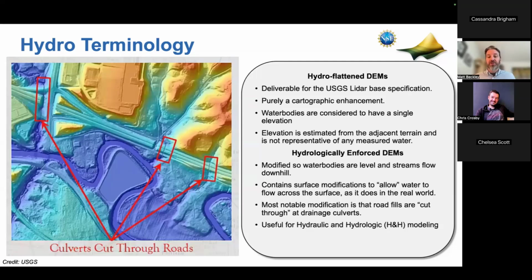You can imagine this is really useful for hydraulic and hydrologic modeling. I imagine it's useful for things like landslide prediction. For a Department of Transportation, it's probably really useful in figuring out where to install more culverts or whether there's any kind of road undercutting in any areas. So these hydrologically enforced DEMs are really useful, but they're just very process intensive to create.